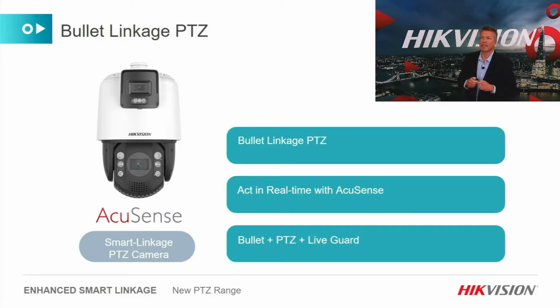The Bullet Linkage PTZ. So here it is. It's one camera with two lenses. So you've got a lens on the top and you've got the PTZ lens on the bottom. The top one is a fixed lens and the bottom one is the PTZ. The fixed lens above drives the PTZ camera below. Both cameras have AcuSense technology built in, which I'll explain a little bit more about, and also LiveGuard.